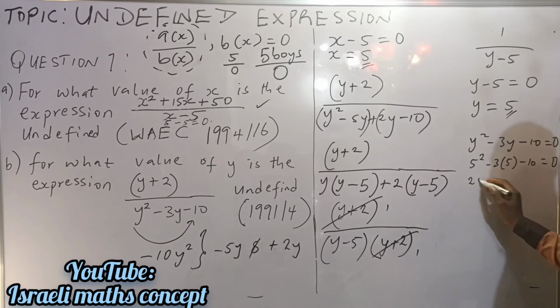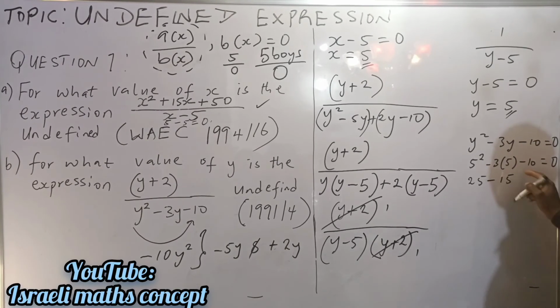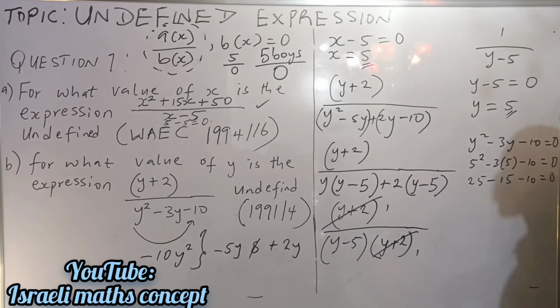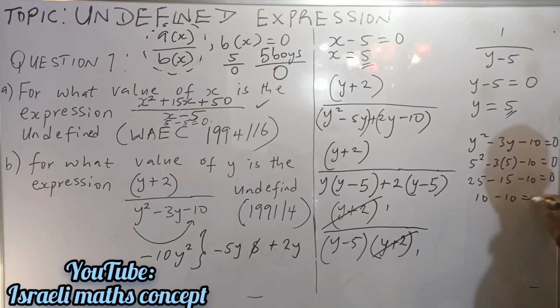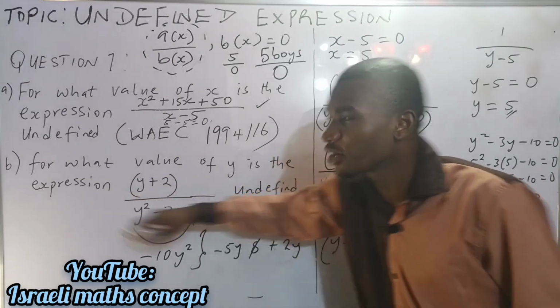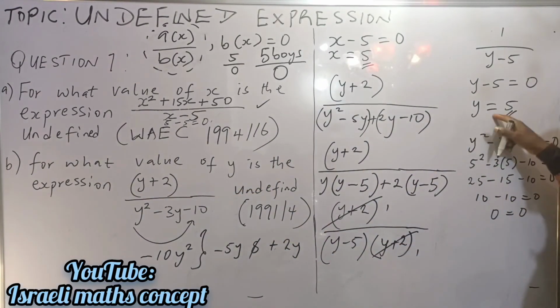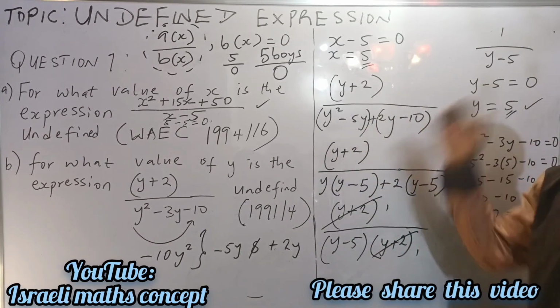5 squared is 25, minus 3 multiplied by 5 gives us negative 15, then minus 10. Is it equal to 0? 25 minus 15 gives us 10, and 10 minus 10 is 0, so 0 is equal to 0. So we are correct. For this expression to be undefined, the value of y should be equal to 5. So this is the answer. This is basically how to solve a question related to an undefined expression.